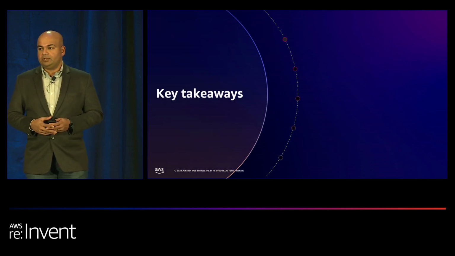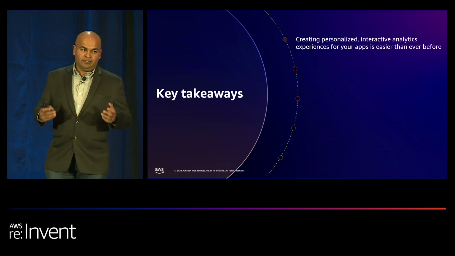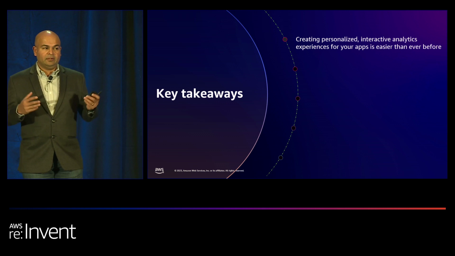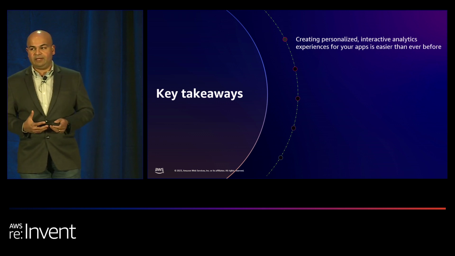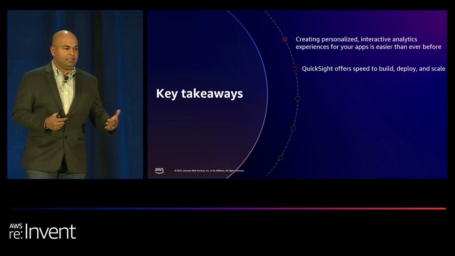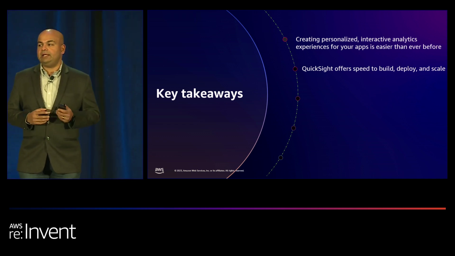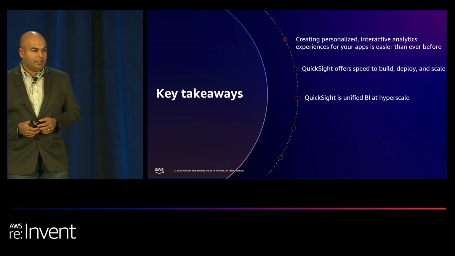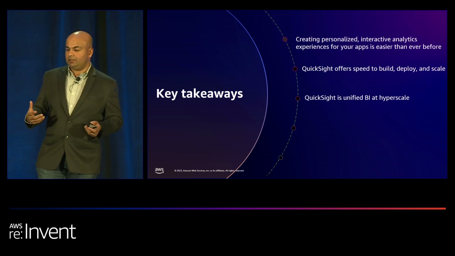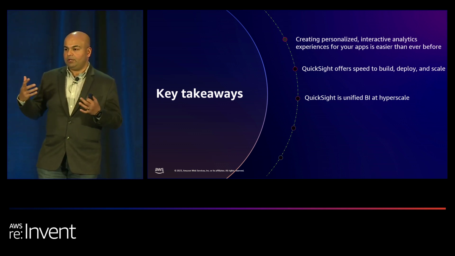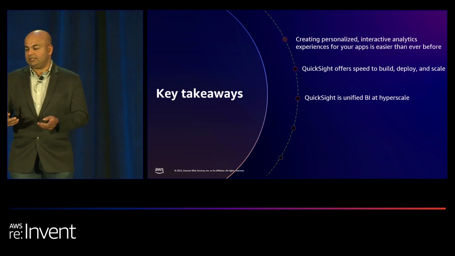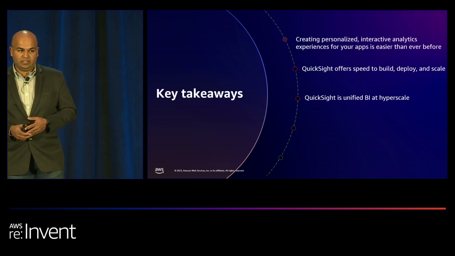So some key takeaways from today's session. First, it is easier than ever to add analytics to your applications. QuickSight offers you a wide variety of analytics. Feel free to use it as you need. QuickSight offers speed to build, speed to deploy, and allows you to scale to every user in the organization. QuickSight is unified BI at hyperscale, so all those different interfaces that we talked about, we are not specific about what you should do, but in fact provide you the choice so that you can cater to your customers, your users, the best way that you need.